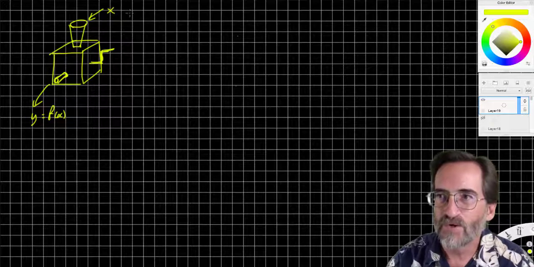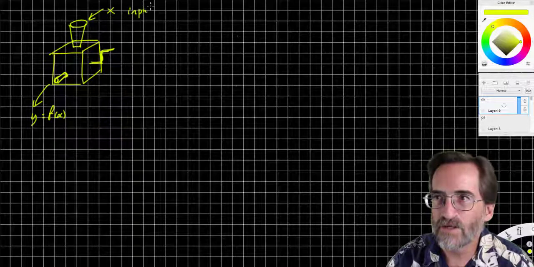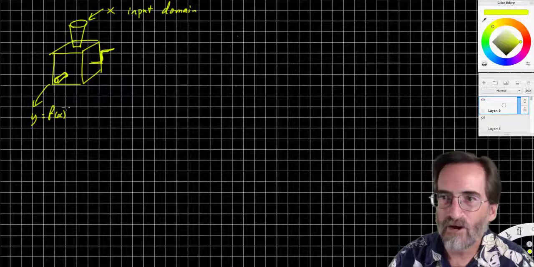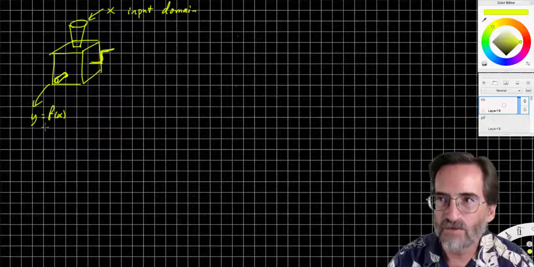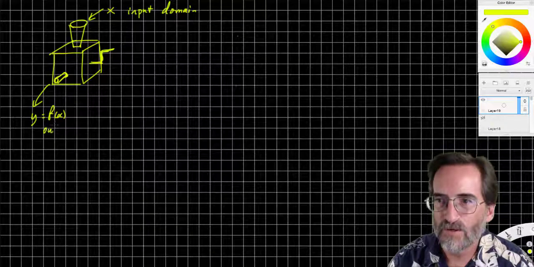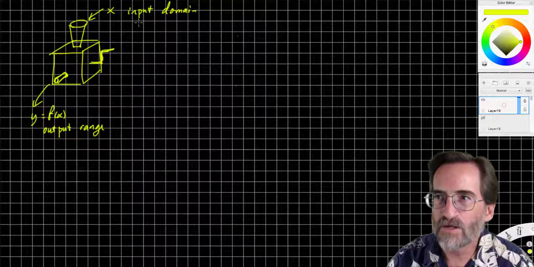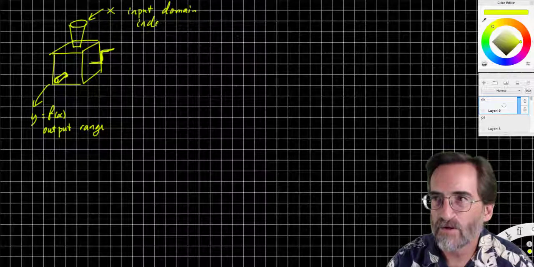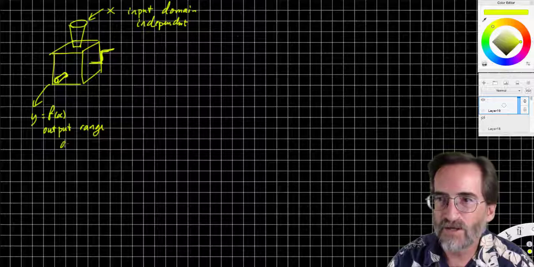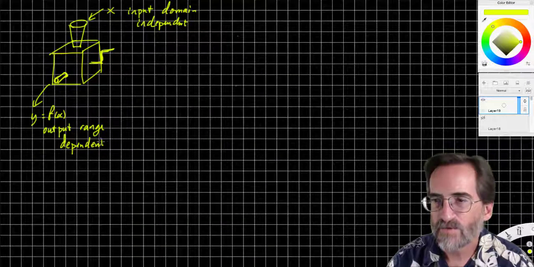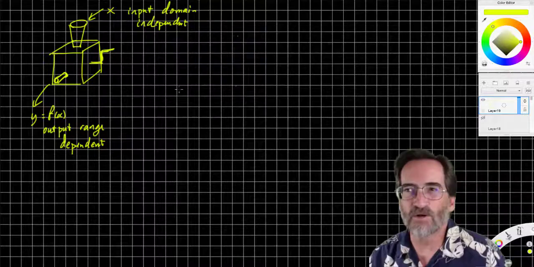The input, what goes in, is called the domain. The output, what comes out, the y output, is called the range. It's also called the independent variable and the dependent variable. So there's a lot of vocabulary associated with this.